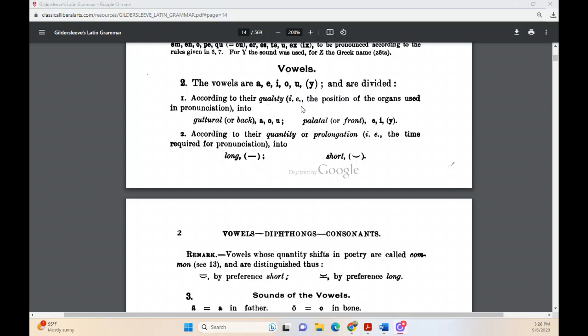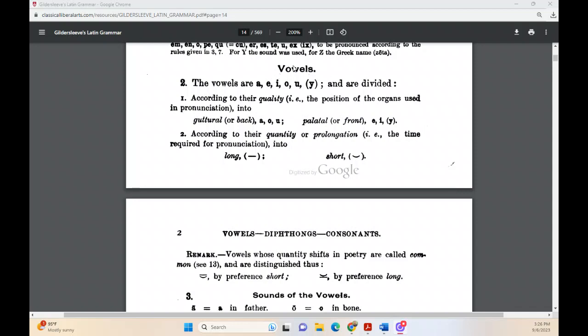So in Lesson 1 we learned about the Latin alphabet. We learned that there are 23 letters in the Latin alphabet, and we learned a few helpful notes about some of the differences between the English alphabet and the Latin alphabet and how the Latin alphabet changed over time. We learned that there are 23 letters, and those letters divide into vowels and consonants. In Lesson 2, we're going to study the vowels.